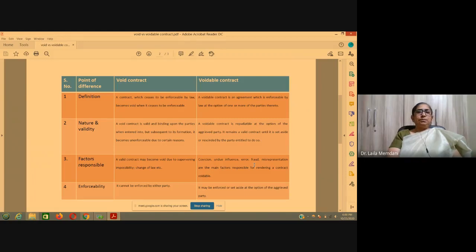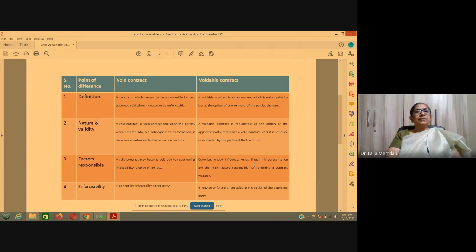Now, who is the aggrieved party? The aggrieved party in case of a voidable contract is the one whose consent is not free. Maybe he is made to sign the contract at gunpoint, that is coercion, undue influence, fraud, or misrepresentation. The contract is voidable, or the contract can be rescinded by the aggrieved party, the party whose consent is not free.